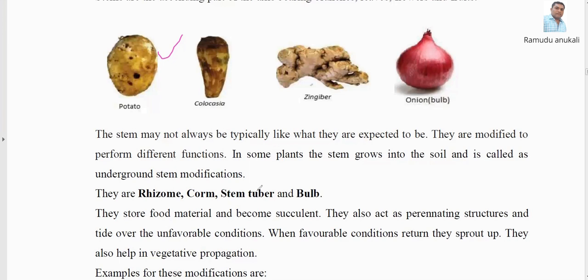They are called stem modifications because their stems are modified. They are the rhizome, example ginger; corm, colocasia; stem tuber, potato; bulb, onion.